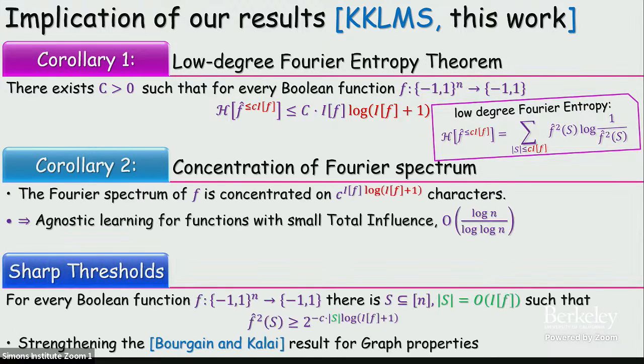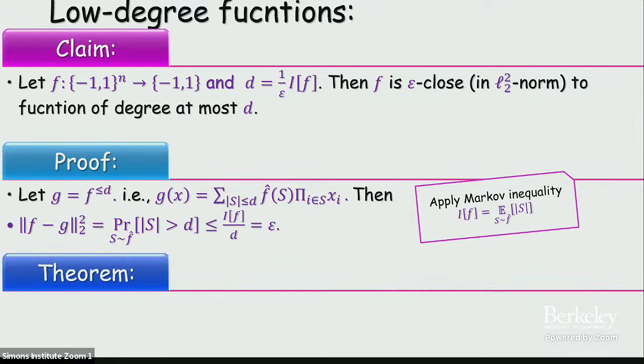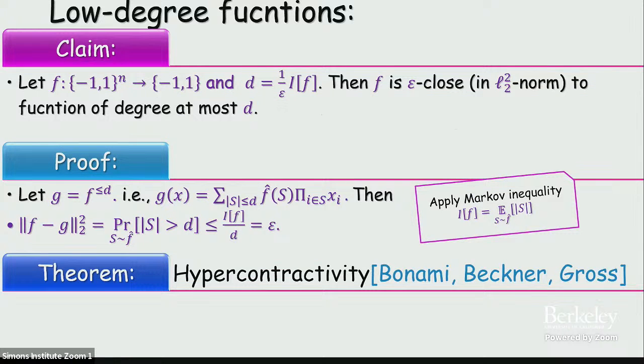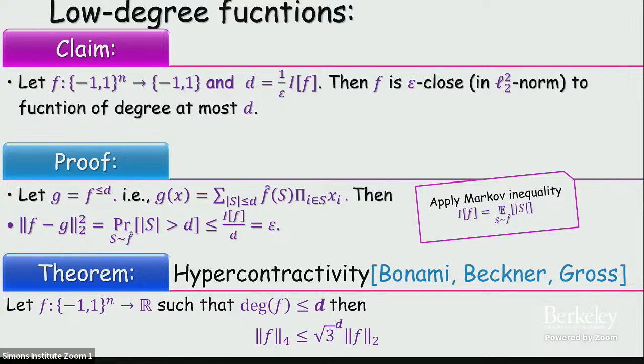Some corollaries of this. Why do we care about lower degree functions? It's very useful to say that a function with small total influence is close to lower degree, because we have hypercontractivity, which is very useful for proving things about Boolean functions.